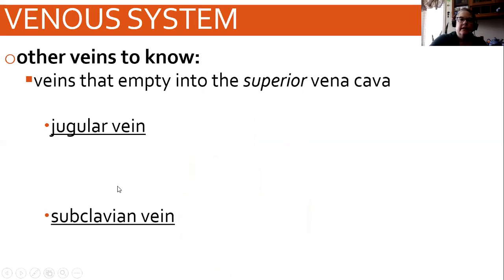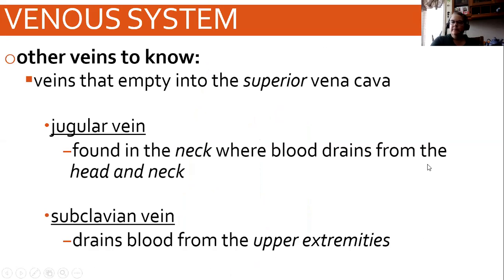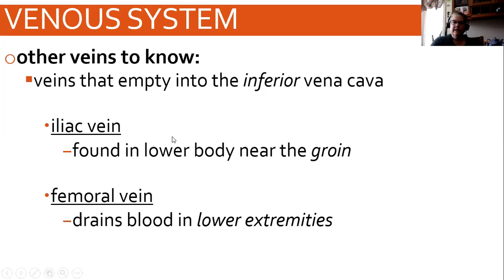So if we take a look over here, we have the jugular vein. So we're looking specifically now at veins that empty into the superior vena cava. So the jugular vein found in the neck, so blood drains from the head and the neck. The subclavian vein drains blood from the upper extremities. So upper extremities is just a fancy way to say arms. And then veins that empty into the inferior vena cava. So they're going to go into the inferior, and then that's going to go back to the right atrium through the bottom part. So the iliac vein found in the lower body near the groin, and the femoral vein is draining the blood in the lower extremities.